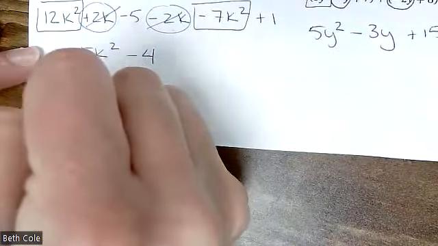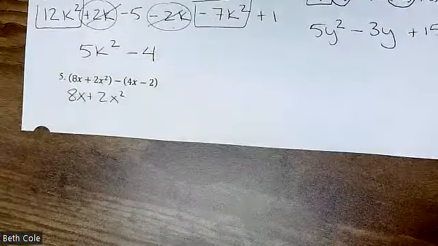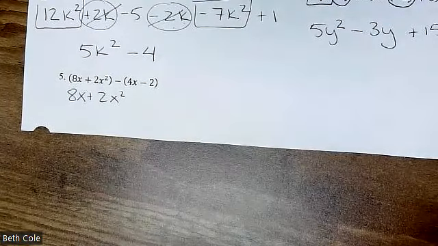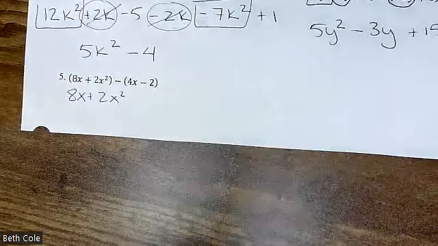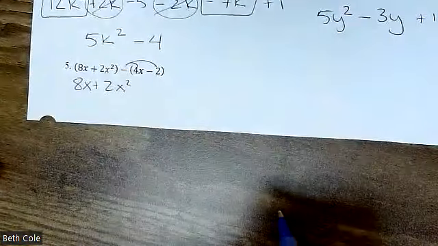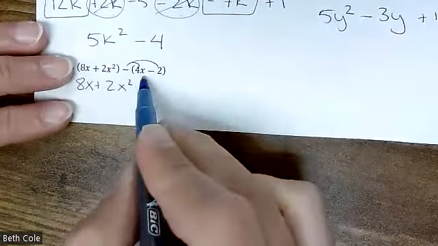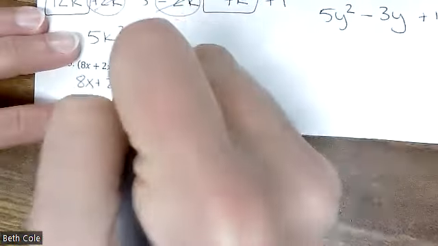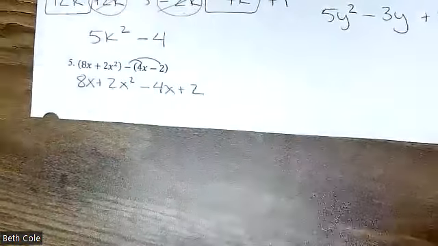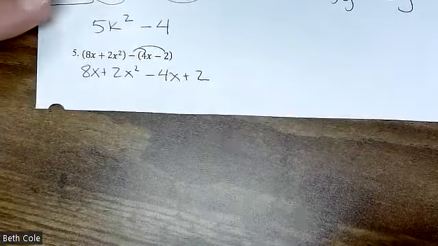Copy down the first stuff. Just rewrite. You can't be too proud to rewrite it or too lazy. You have to actually write it. Okay? And then you're going to distribute the negative. What's that going to give you? Minus 4x. Good. And plus 2. Then you put the like terms together.